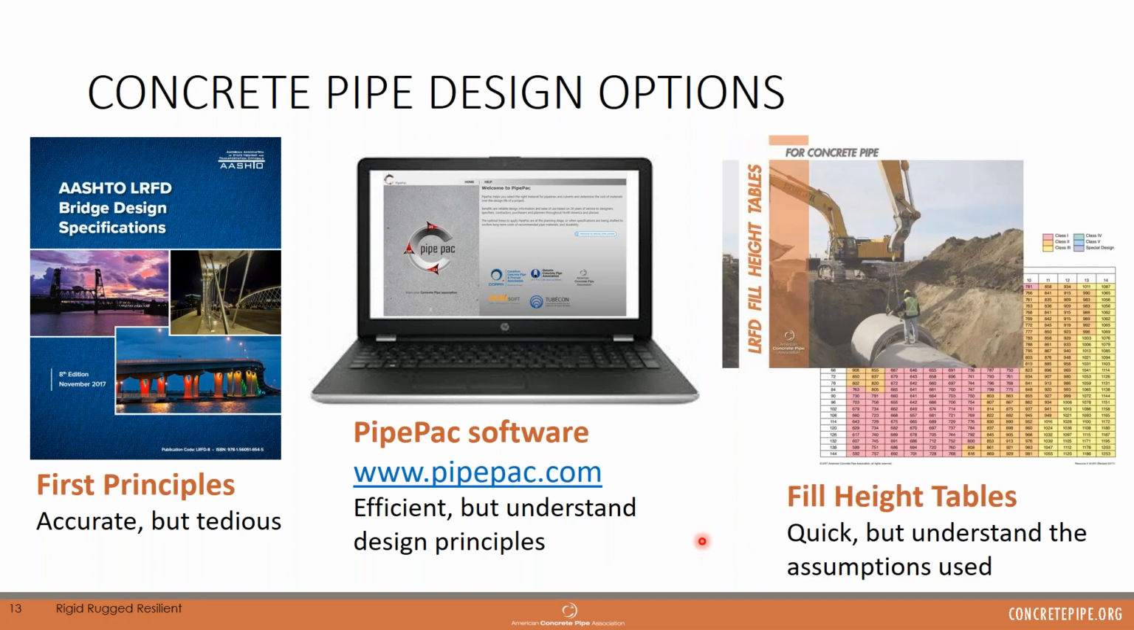And then finally, the simplest thing to do is to reference the fill height table. So ACPA has done all the work for you and published design tables for not only circular pipe, but for the non-circular as well, the elliptical and the arch. So if you go on their website, you can download these fill height tables. It's quick, but again, as designers, you need to understand the assumptions that were used to generate these tables, because it is possible that your situation may be too different from the assumptions used in these tables, that you shouldn't be using them at all.